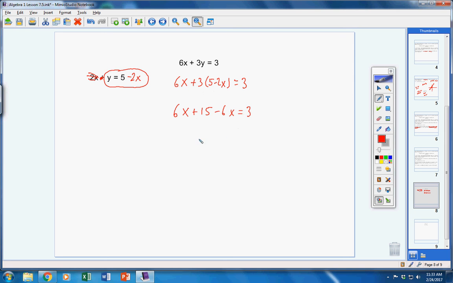Oh, look at this. Positive 6, negative 6, your x's cancel out, so we have like 0x, we could say. Bring your 15 over, make it a negative 15, and we get negative 12. So really, 0x means 0 times x, right? Sure it does. So 0 times x is 0. You end up with 0 equals negative 12.